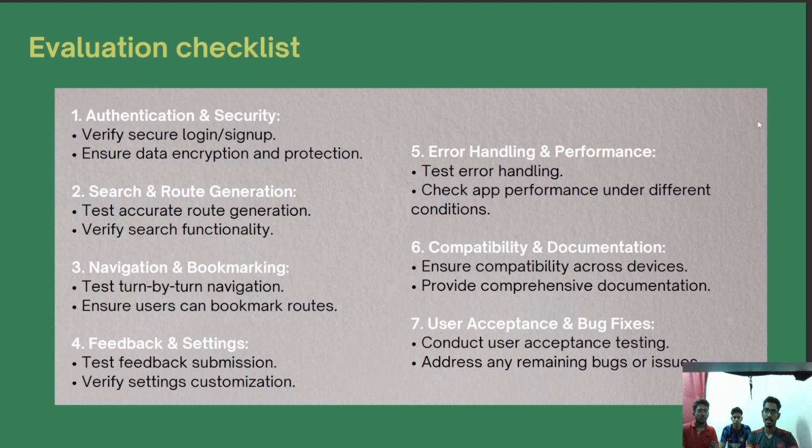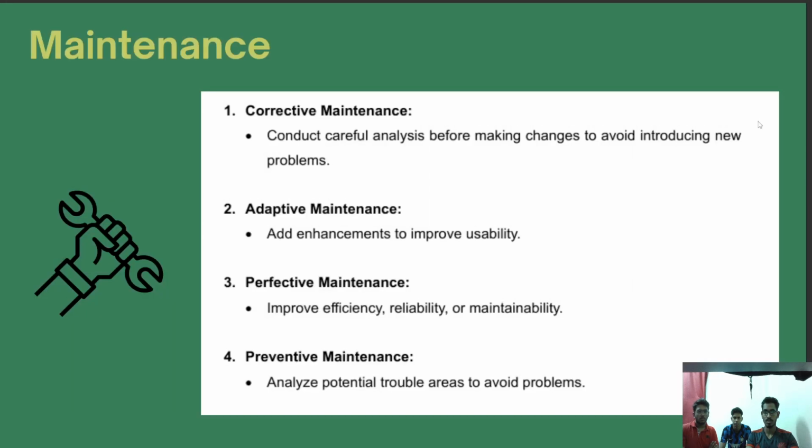Sixth is compatibility and documentation. Ensure compatibility across devices and also provide comprehensive documentation. And the seventh step is user acceptance and bug fixes. Conduct user acceptance testing and address any remaining bugs or issues.